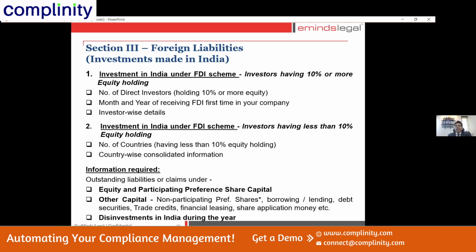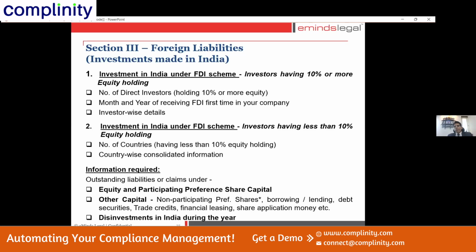Just to clarify a bit more on that, in case you already have FDI as of 31st March, then you need to fill in this FLA. And if you have received share application money, say on 15th of March, and you have allotted shares in April or May within the 60 days time period, the share application money amount will come under other capital. It will not come under equity share capital.